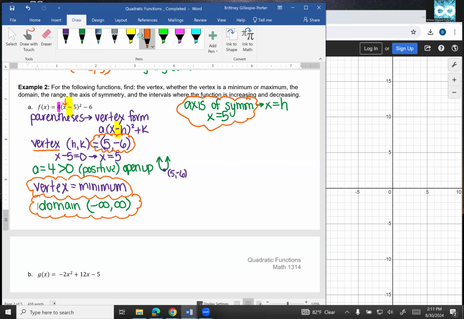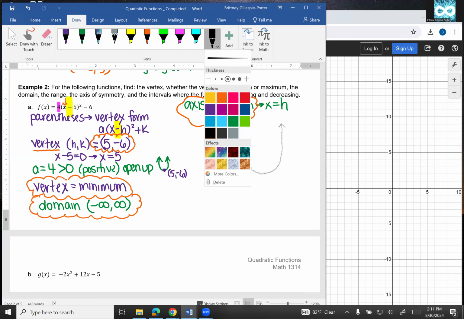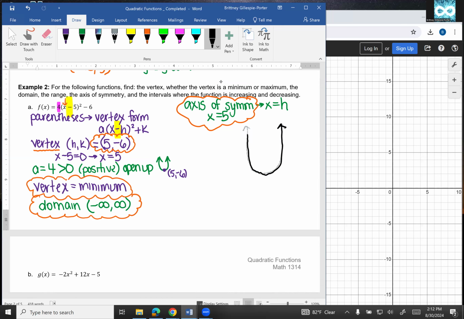And we need to know where our function is increasing and decreasing. Okay, so I'm going to draw my parabola. We're opening up. Oh, that didn't show up very well, did it? Let me try a different color. There we go. All right, so we got our parabola. We know that our vertex is hanging out at the bottom because it was (5, -6), and our graph is opening up. Okay. We already found our axis of symmetry at x equal to 5.